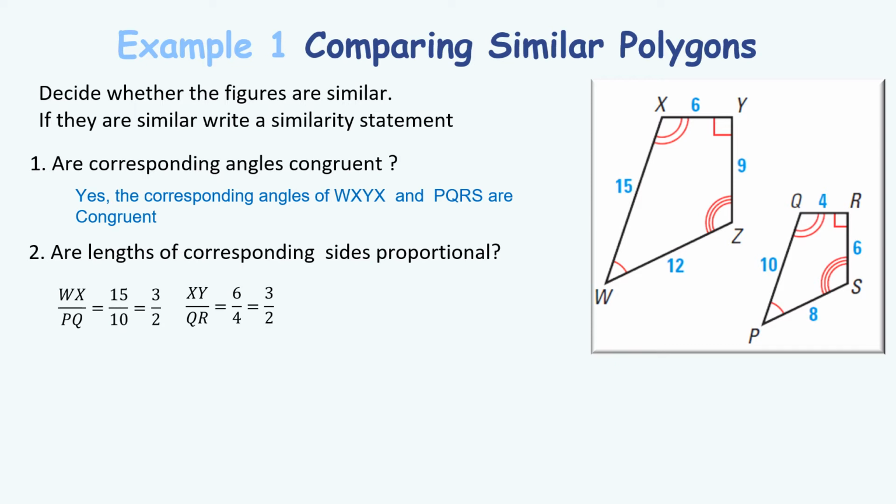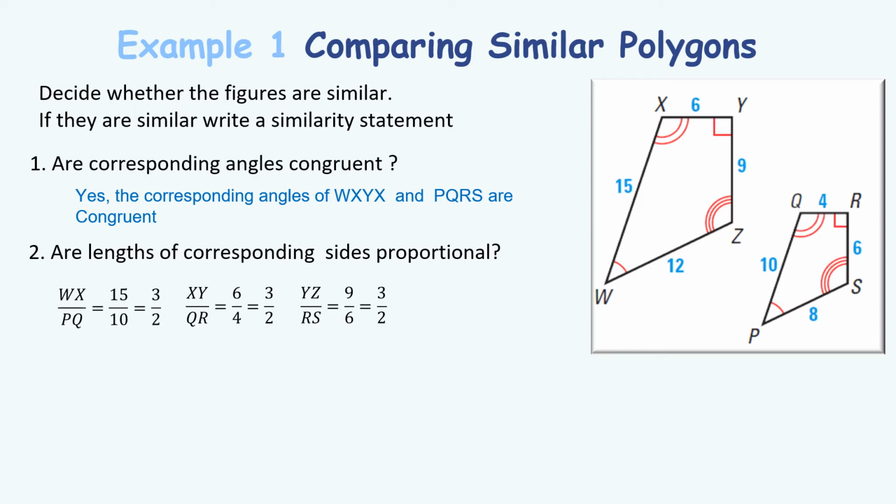So after x, y, and q, r, we're going to continue with y, z, and r, s. So y, z over r, s will be equal to the length of y, z, which is 9, and the length of r, s is 6. And 9 over 6 in lowest terms is 3/2. So we have another ratio that equals 3/2.